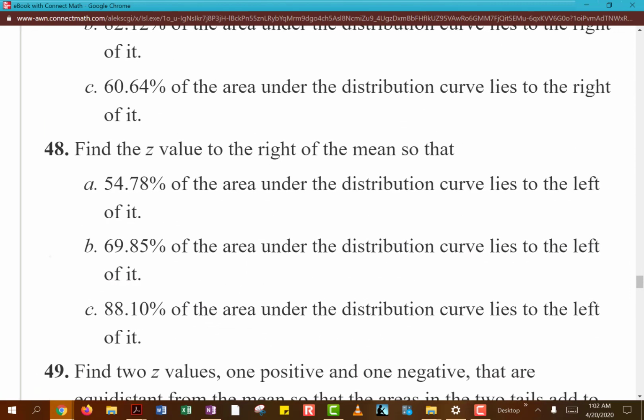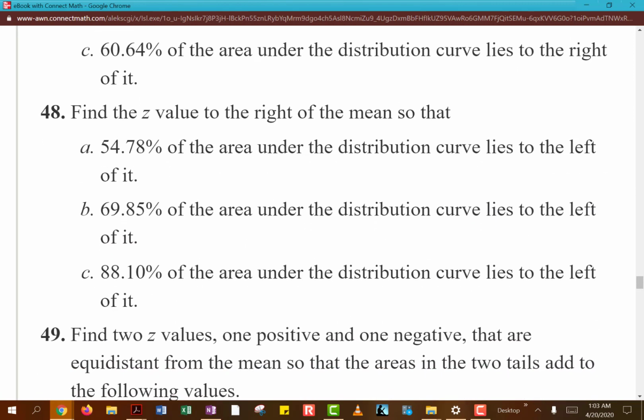Okay, right here. So 48 is talking about finding the z-value to the right of the mean. So we're finding the z-value to the right of the mean for these given conditions here. For the first one, they are saying find the z-value to the right of the mean so that 54.78% of the area under the curve will be to the left of it. For part B, it's 69.85% of the area will lie to the left of that z-score we're trying to find.